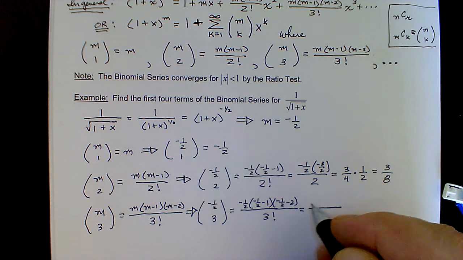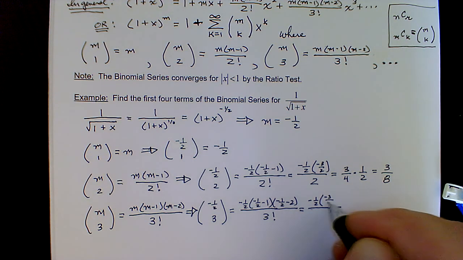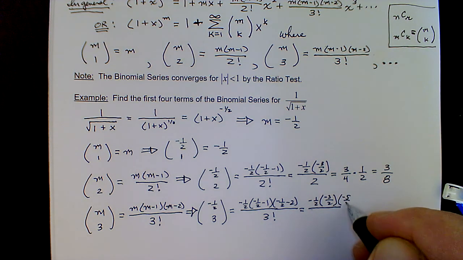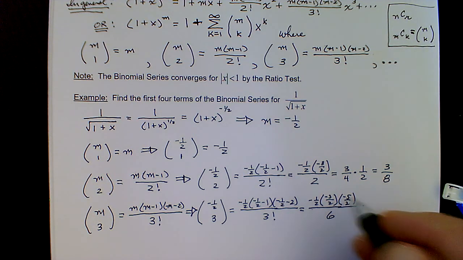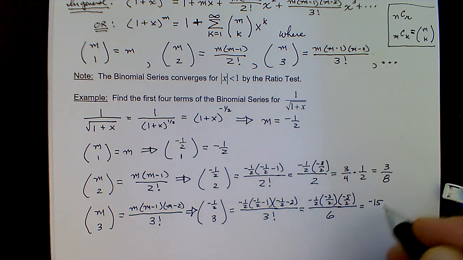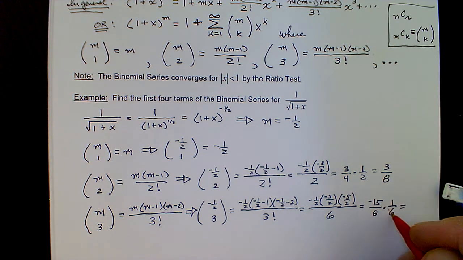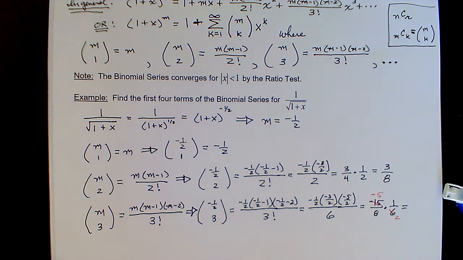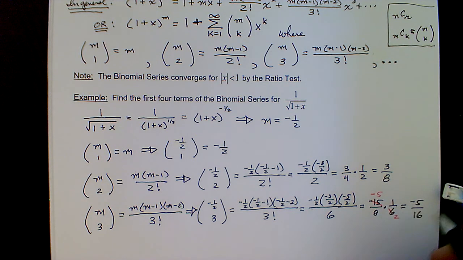So I'll take it slowly here. Minus 1/2 minus 1 is minus 3/2. Minus 1/2 minus 2 would be minus 5/2. That's all over 3 factorial, which is 6. Okay, this gives us negative 15 over 8, and then times the reciprocal of the denominator, 1/6, and then 3 goes into 6 2 times, into negative 15, negative 5 times, so we get negative 5 over 16.